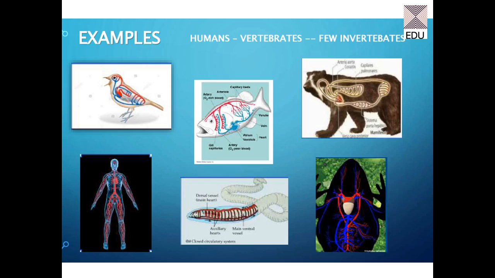Now, these are a few examples of animals which have closed circulatory systems. A bird has a closed system. A fish, again a closed system. This is a bear; you take a frog, you take an earthworm, you take a human. These all have closed systems of circulation. Among these examples, I have taken the earthworm. It is an invertebrate, but still it has a closed system of circulation.